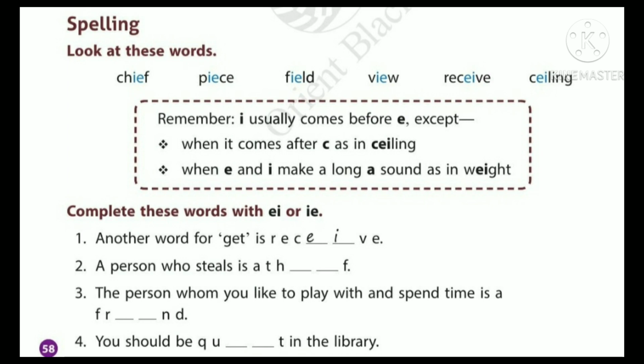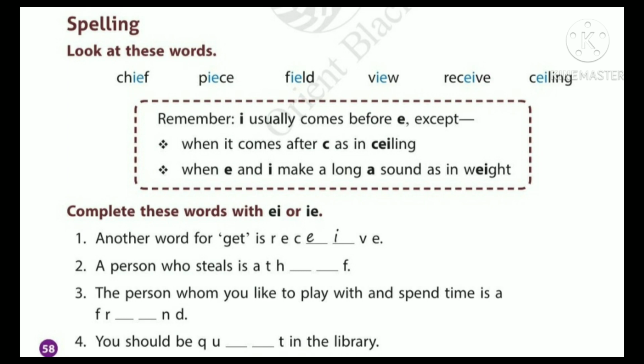Almost in all words, here I comes before E. See chief, C-H-I-E. Peace, P-I-E. Field, F-I-E. View, V-I-E. Then next one, receive, ceiling. Is there any difference? Yes, here E comes before I. Receive, R-E-C-E-I. Ceiling, C-E-I. Isn't it?